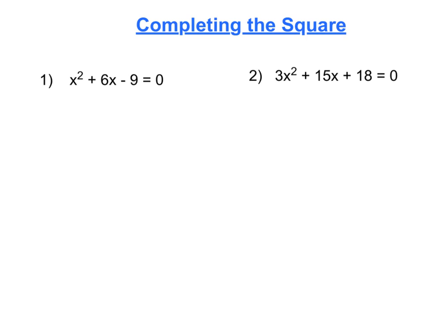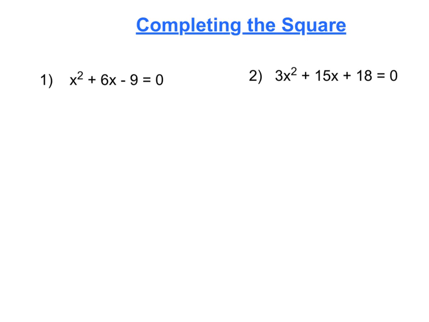Up until now, we've talked about 3 ways that you can solve a quadratic equation. You can factor it and make a t-chart to solve. You can graph it and look for its roots, look for where the graph crosses the x-axis. And we've also learned that you can plug it into the quadratic formula. Now, today we're going to talk about a 4th method we can use called completing the square.